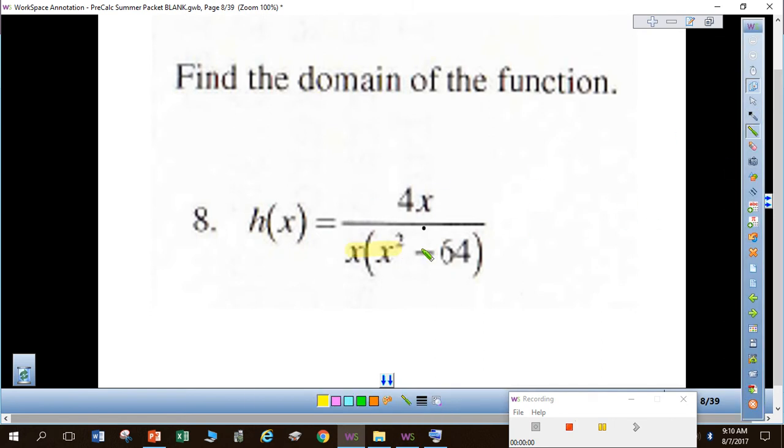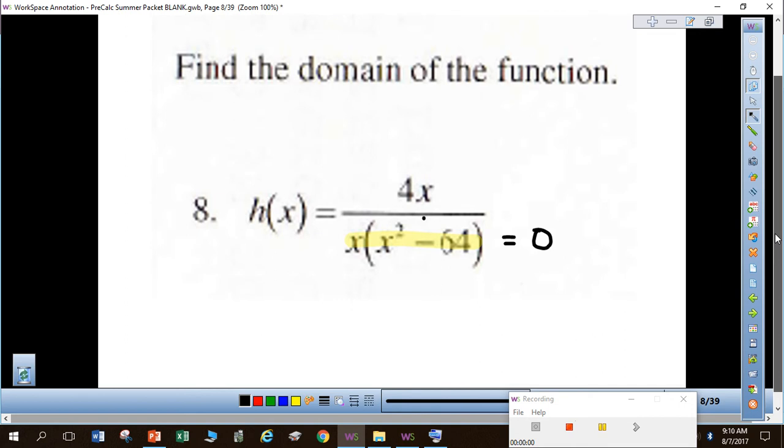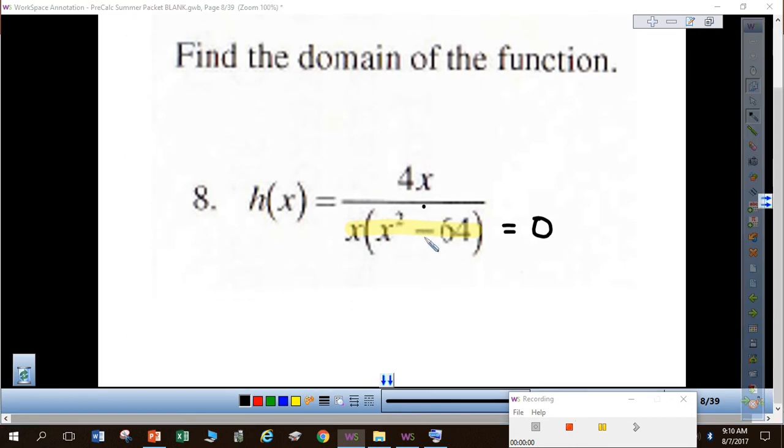So we're going to set our denominator equal to 0 and solve for x, and then those will be the values that we exclude. There are a couple of ways we can think about this, so I want to show you both ways. First, there is one more step of factoring we could do with the x squared minus 64. It's actually a difference of squares. We can factor it into x plus 8 times x minus 8.